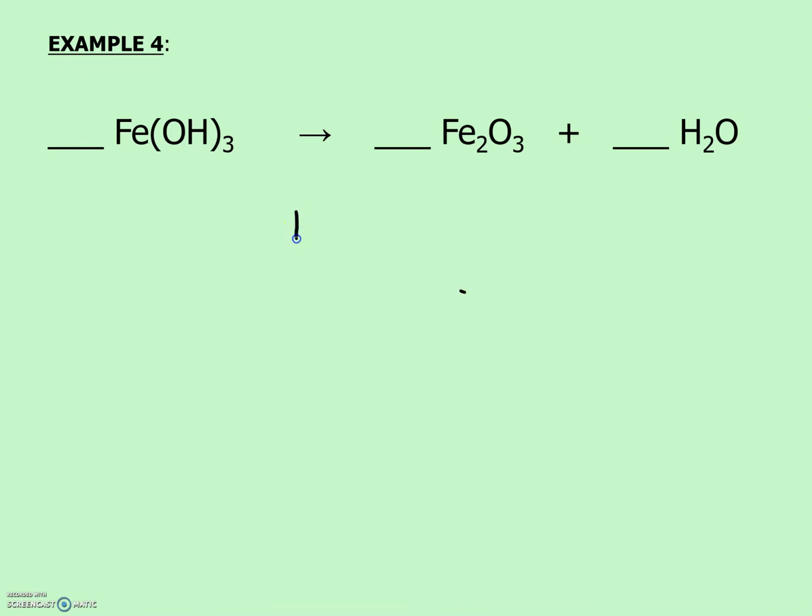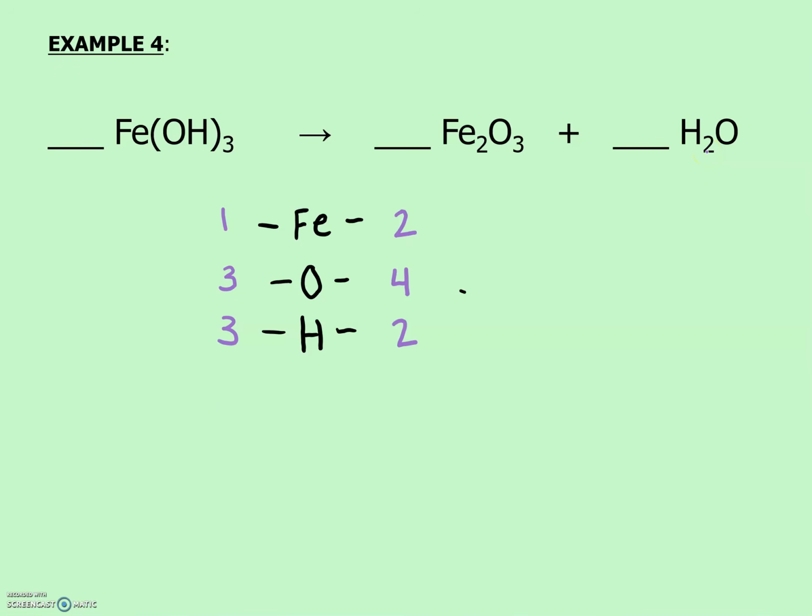So let's go ahead and list them out like we normally would. We have iron, oxygen, and hydrogen. All right, so as is, it looks like we have 1 iron, 3 oxygen, and 3 hydrogen. Because remember that subscript applies to everything inside. And over here we have 2 iron. We have 4 oxygen because we have 3 over here and 1 over here. And then we have our 2 hydrogen over here.